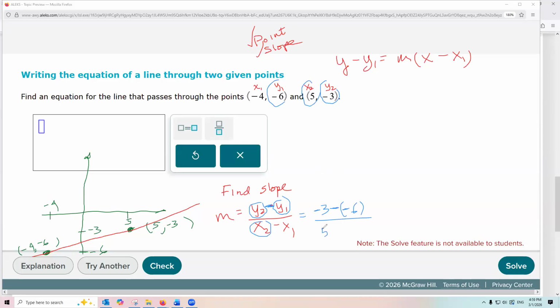That's 5. Subtract x sub 1. Our x sub 1 here is a -4. But whenever I subtract a negative number, that flips to be an addition. So this is going to be -3 plus 6 over 5 plus 4. So that looks like it's going to be 3 over 9 for the slope. But usually we simplify the fraction as much as possible. So I'm going to divide top and bottom by 3. So our slope is going to be 1 over 3. So now we know that m is 1 over 3.